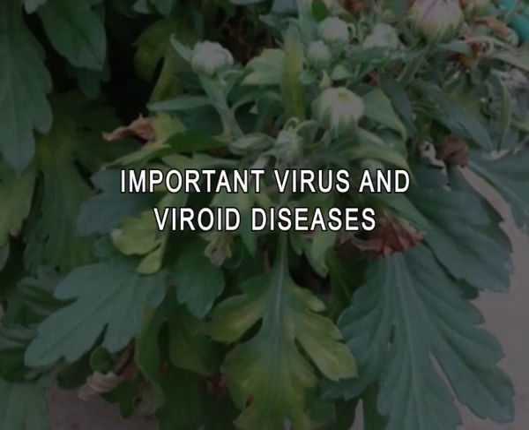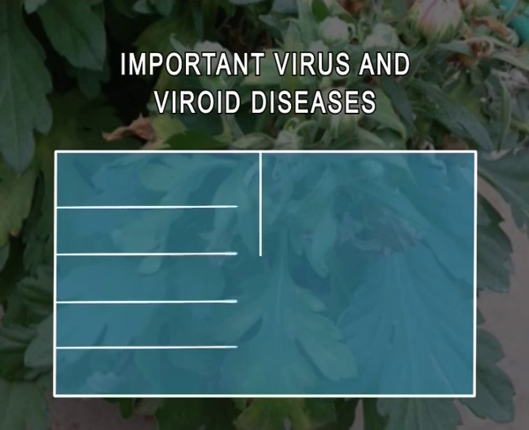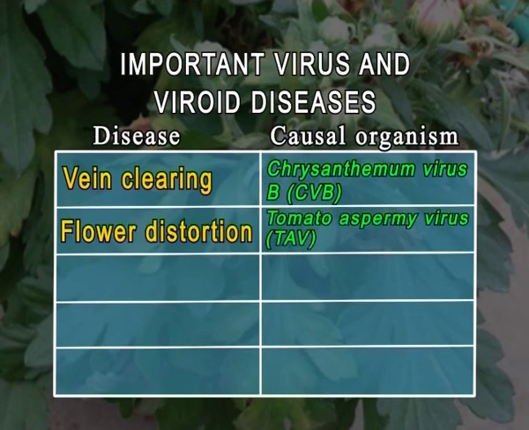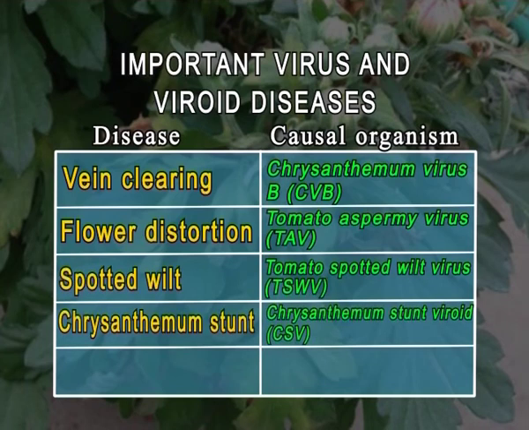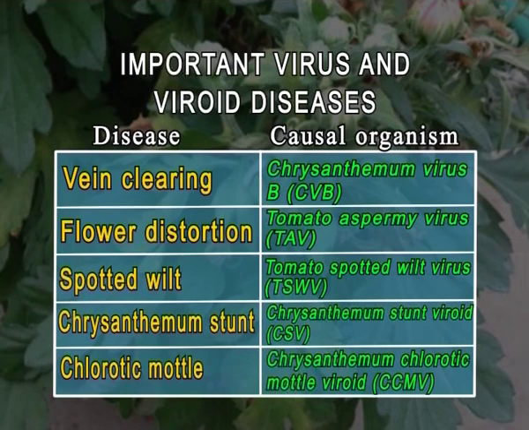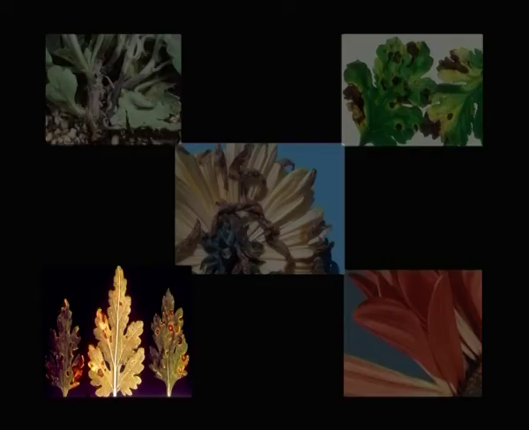Now let's see about some important virus and viroid diseases of chrysanthemum. Vein clearing, flower distortion, spotted wilt, chrysanthemum stunt, chlorotic mottle. So these are some important virus and viroid diseases of chrysanthemum. So today we have discussed the important diseases of chrysanthemum caused by fungi, bacteria, viruses and viroids.